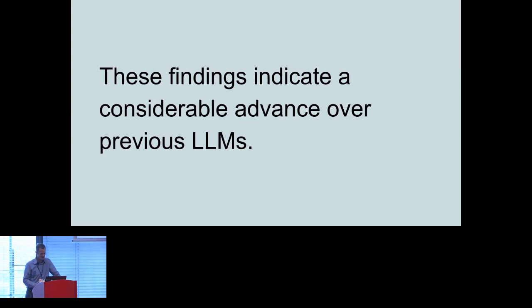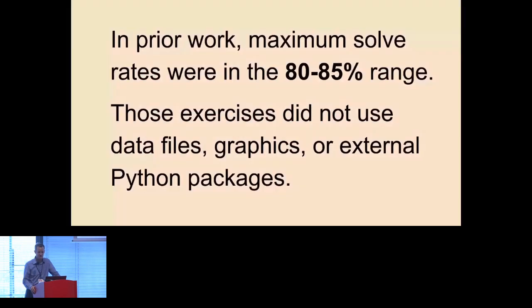The research done before this, not specific to bioinformatics, just with introductory programming exercises, got up to 80 to 85% solve rates, but not up to the numbers that we were able to get with ChatGPT. And none of the exercises tested in the literature previously, that I found, did things like working with data files, graphics, or external Python packages. So it seems like GPT 3.5, which was the model used by ChatGPT at the time, is a considerable advance in this kind of capability over previous models.